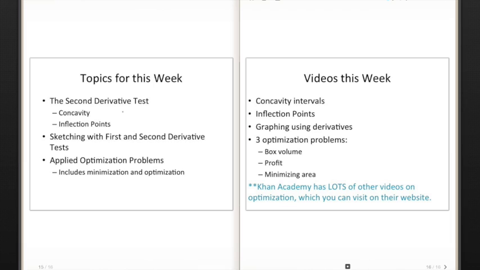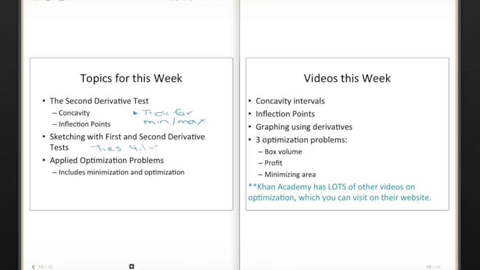All right, topics for this week include the second derivative test, which teaches us about concavity and inflection points, and also teaches us some helpful hints for finding minimum and maximum values. I do know some of you had a little bit of trouble on last week's assignment with some of those minimum and maximums, finding all of the possible ones. So the second derivative test will be helpful for teaching you another method for that.